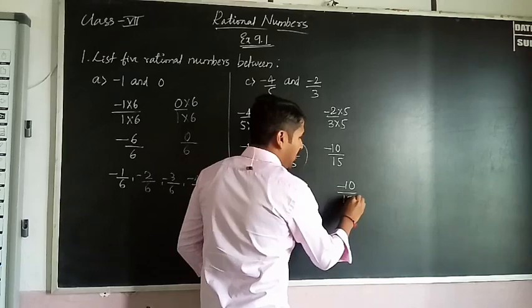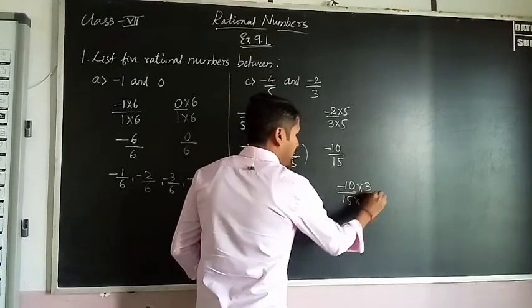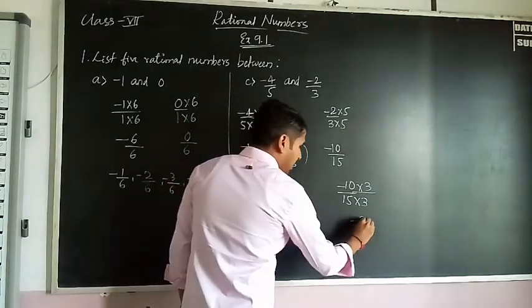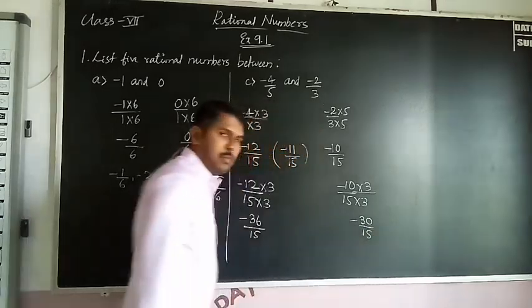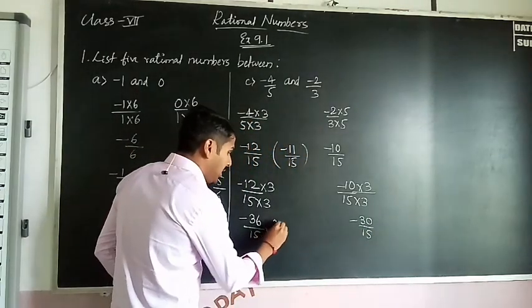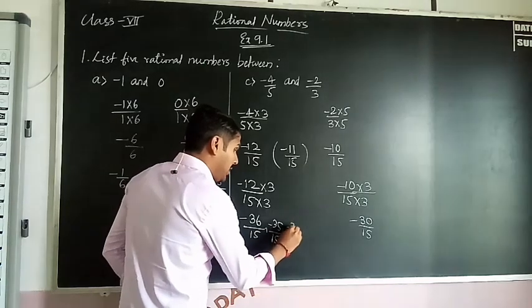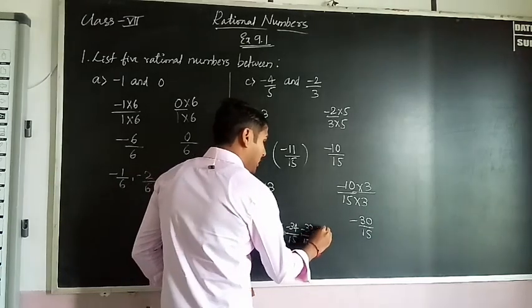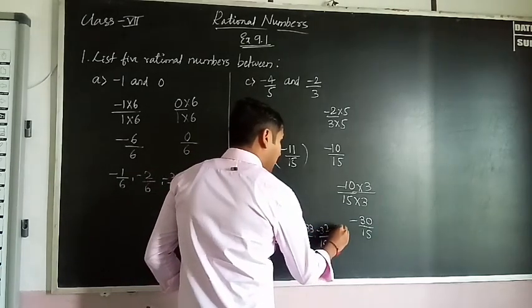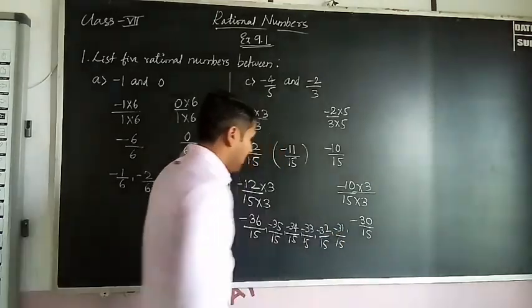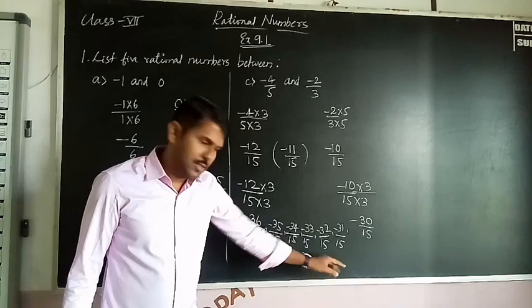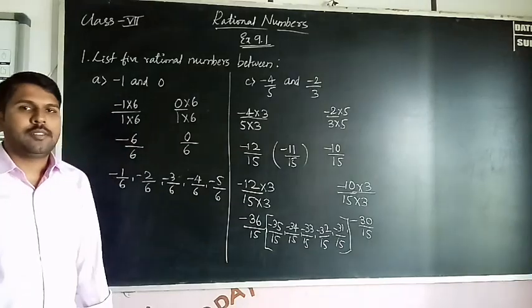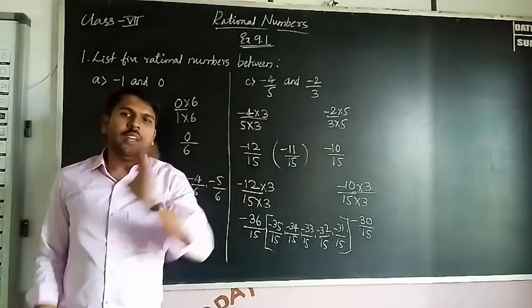Minus 10 by 15 into 3. So multiply it. What will we get as the answer? Minus 36 by 15. So minus 30 by 15. So here the numbers are minus 35 by 15, minus 34 by 15, minus 33 by 15, minus 32 by 15, minus 31 by 15. So these are in between rational numbers, isn't it? Okay, I have taken only A and C, you try B and D.